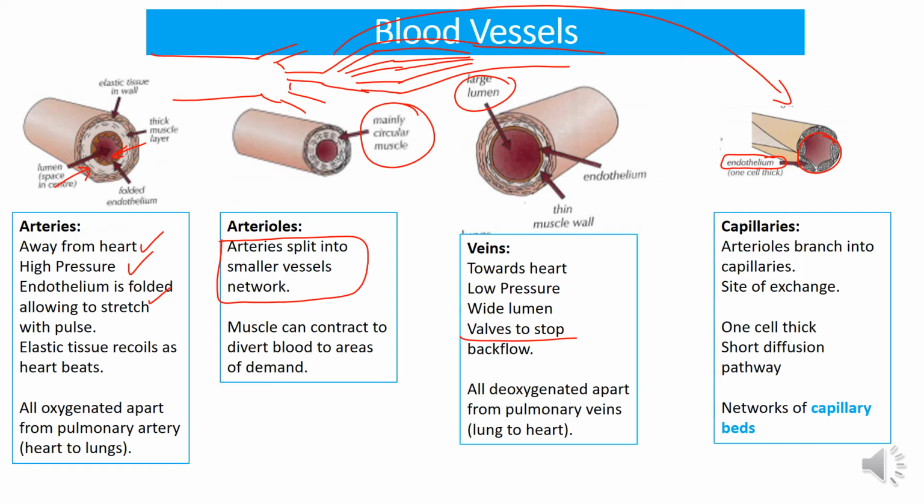And apart from the pulmonary vein, all veins carry deoxygenated blood, and all veins go towards the heart. So I always tell people to remember A for arteries, away from the heart, and the veins go into the heart as a result of that.